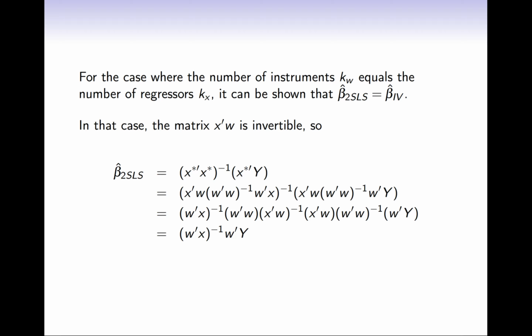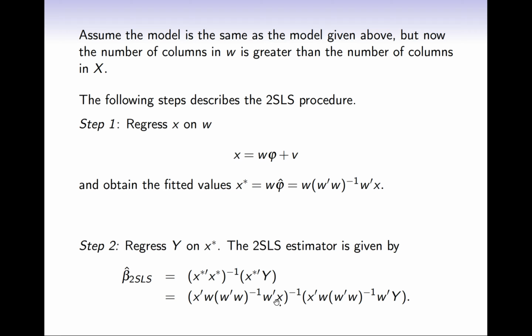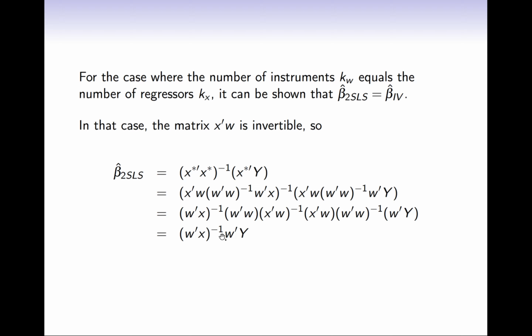Okay, so basically two-stage least squares is always valid for any number of instruments, this formula here. And it reduces to the IV formula if the number of instruments equals the number of x's.